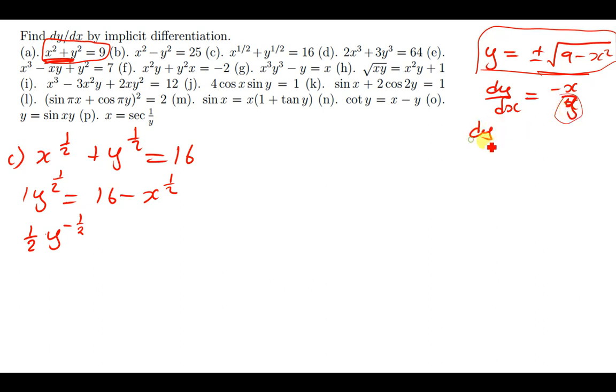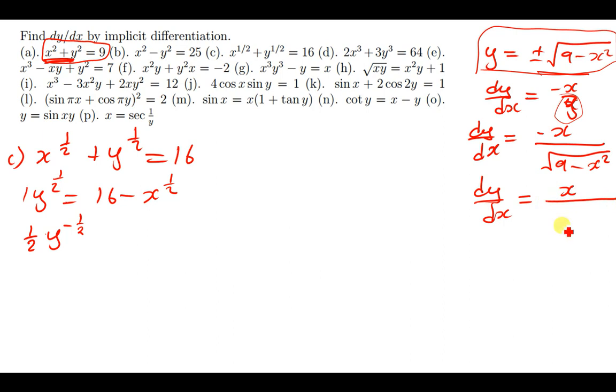Okay, let me just write the solutions here. So the first solution was supposed to be dy dx is equal to negative x over the square root of 9 minus x squared. Then the other dy dx was supposed to be x over the square root of 9 minus x squared.